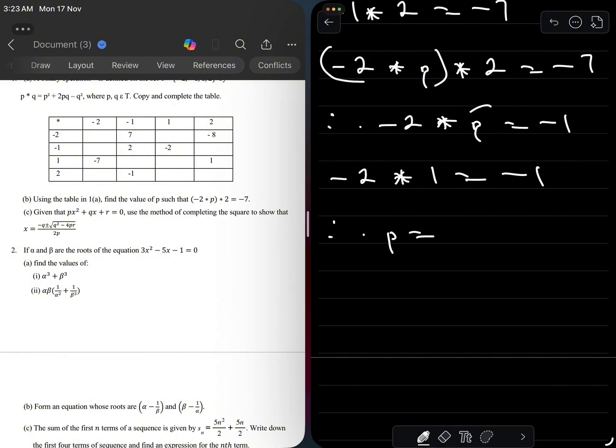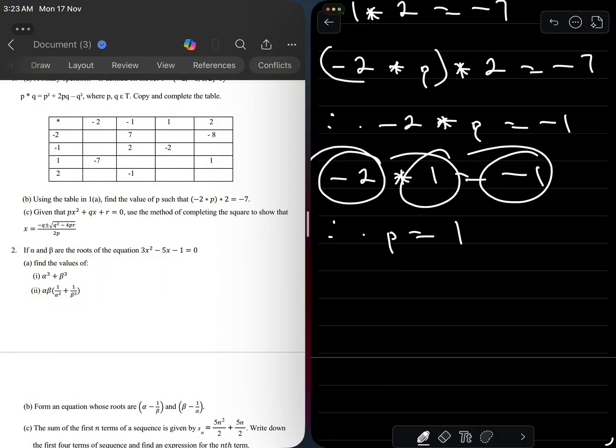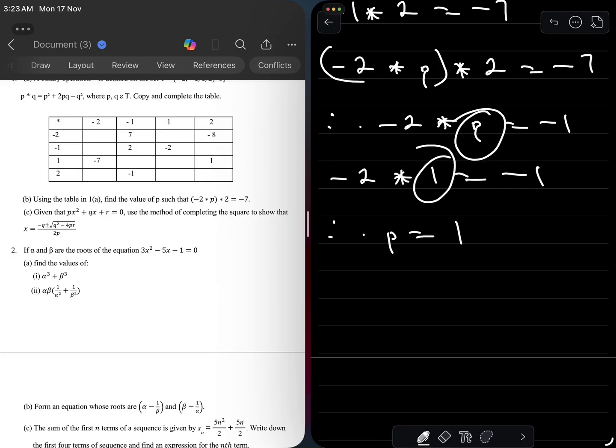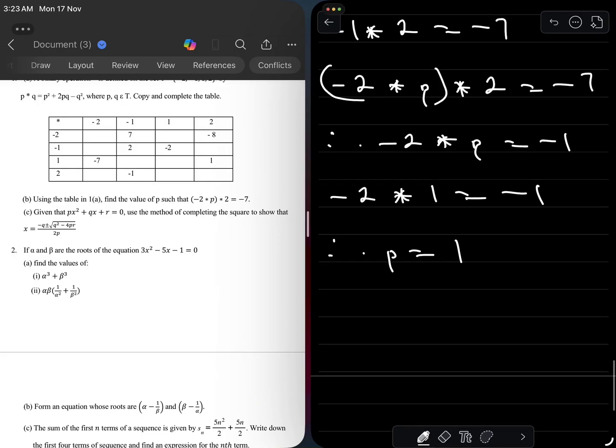That therefore means that P is equal to 1, because P is what you combine with minus 2 to get minus 1. And if you check the table, you'll see that the number you combine with minus 2 to get minus 1 is 1. That means that P is equal to 1. And that's it, very simply.